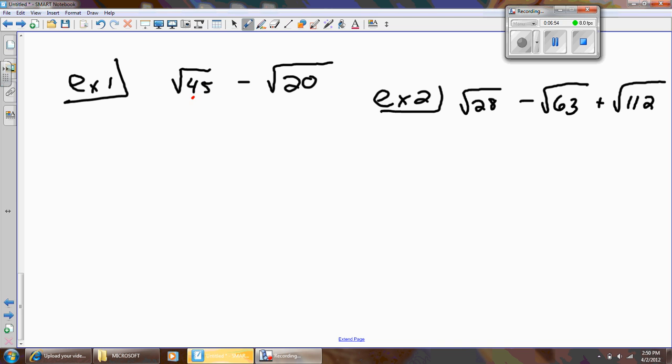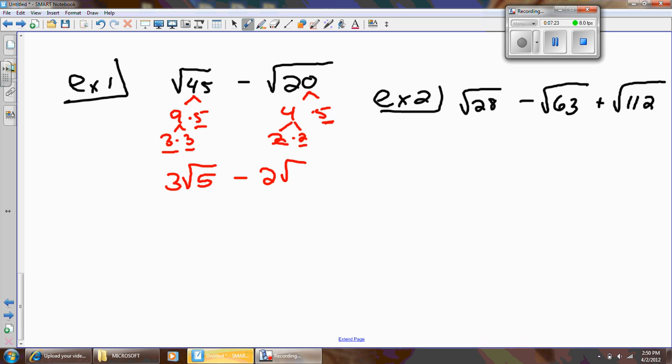I know that 45 breaks down to 9 times 5. I also know that 9 is 3 times 3. I underline my primes. I got a pair of 3s. Rad 45 must be the same as 3 rad 5. 20 breaks down into 4 times 5. 5's prime. This is 2 times 2. They're both prime. Rad 20 must be the same as 2 rad 5. If I simplify further, I have 3 rad 5s, take away 2 rad 5s. I must have 1 rad 5 as my answer.